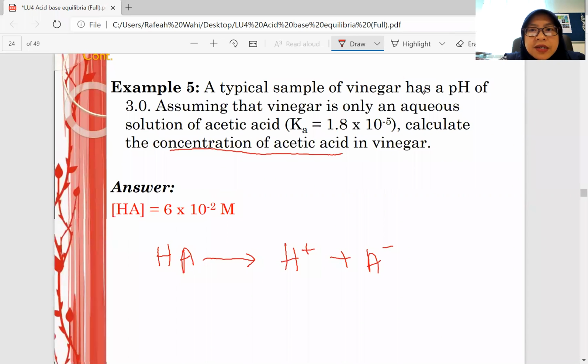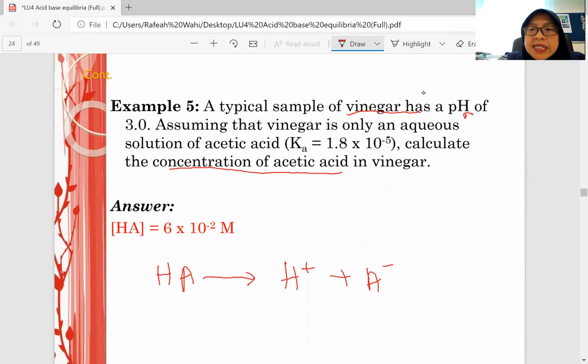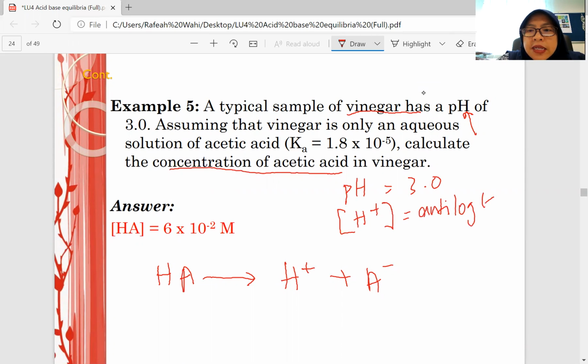So what information do we have? We know that the acetic acid solution has pH of 3. Okay, so we know the concentration of H plus. Why? Because pH is an indicator of the concentration of H plus ion. We have pH equal to 3. So calculating the H plus ion concentration is equal to anti-log of negative 3. Okay, so from here you get the concentration of H plus ion.